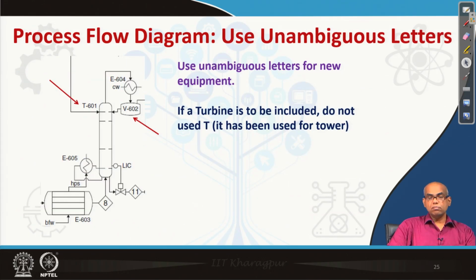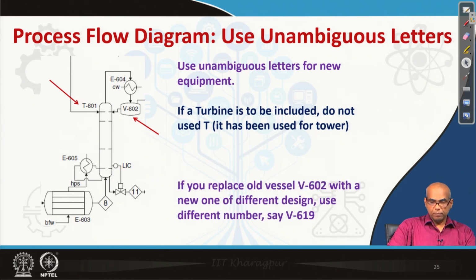In a process flow diagram, always use unambiguous letters. Look at the part of the process flow diagram. Suppose a turbine is to be included in the process. So, we should not use symbol T for turbine. Normally, we use C for compressor as well as turbine, but T is already used for towers. So, let us not use T for turbine.